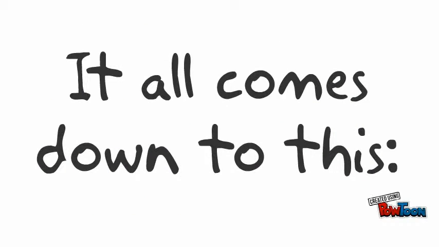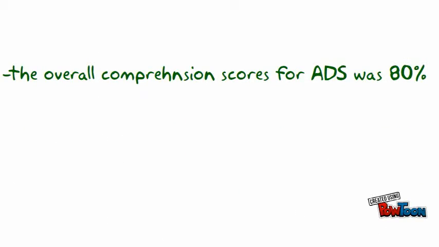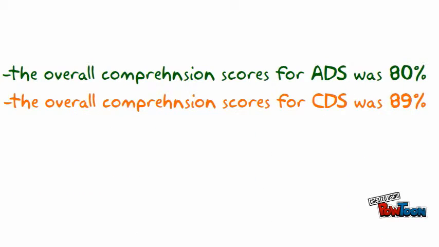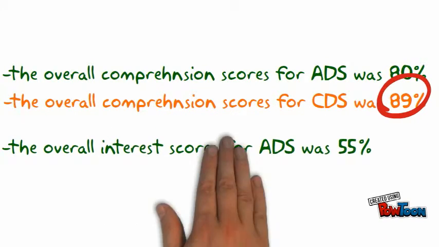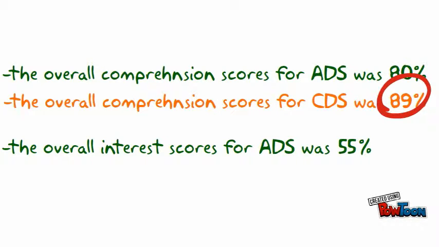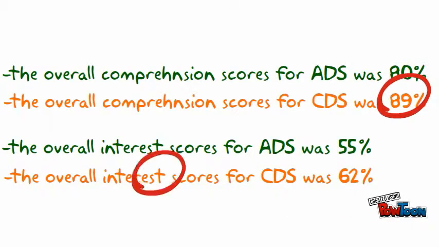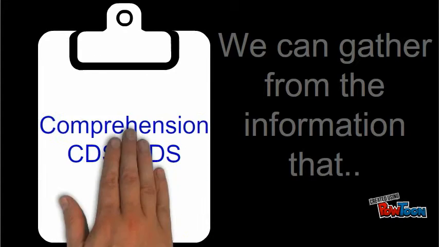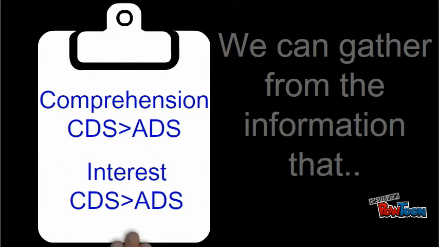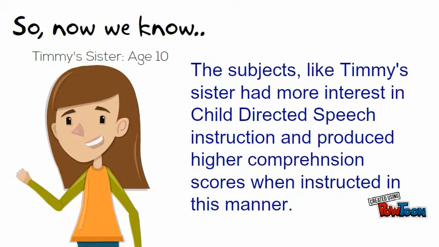It all comes down to this. The overall comprehension scores for ADS was 80%, and the overall comprehension scores for CDS was 89%. The overall interest scores for ADS was 55%, and the overall interest scores for CDS was 62%. We can gather from the information that comprehension was higher in CDS than ADS, and interest was higher in CDS than ADS. So now we know that the subjects, like Timmy's sister, had more interest in child-directed speech instruction and produced higher comprehension scores when instructed in this manner.